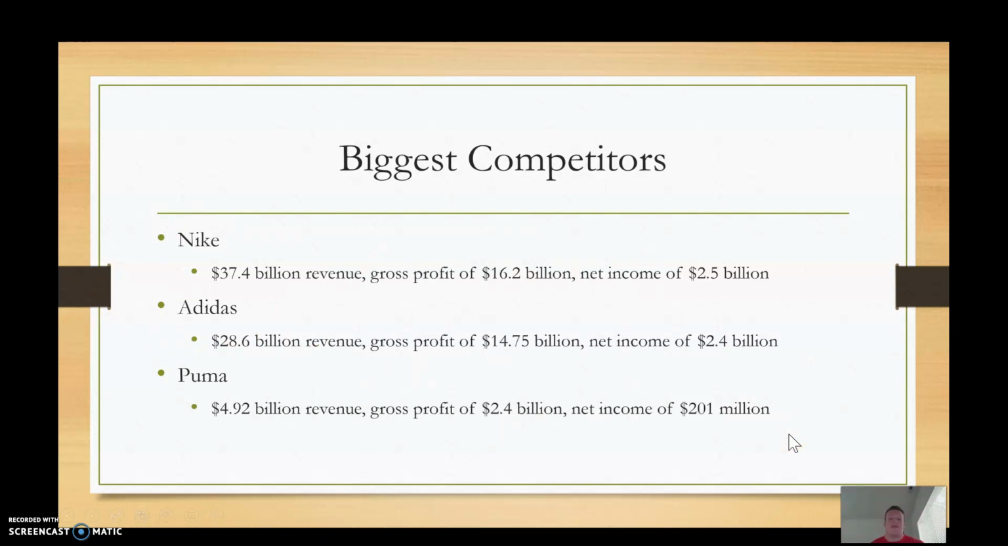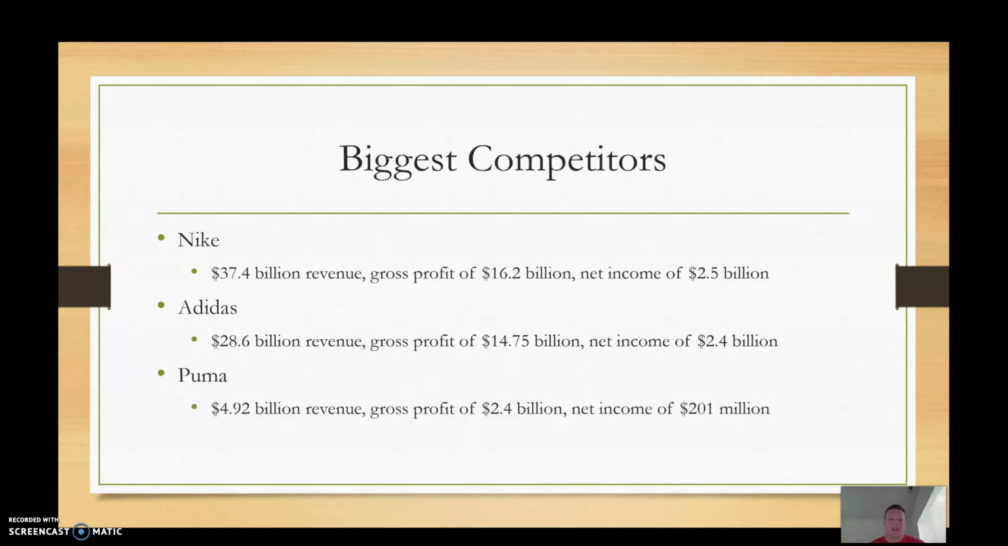And next up, we just have our biggest competitors, just so you can kind of get a feel for Under Armour's numbers. They had about a $4.5 billion revenue with a gross profit of around $2 billion, and then a net income of about negative $500 million.